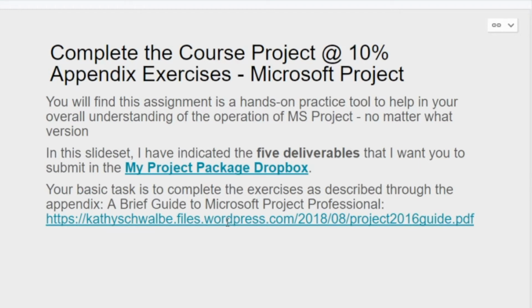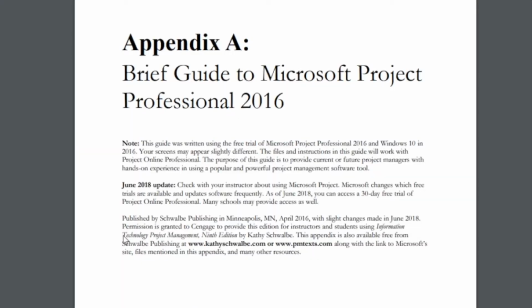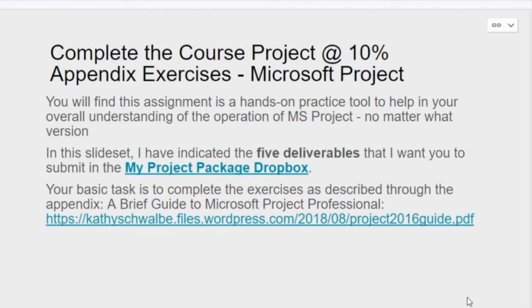So here is the link to the course. What we need to do is click on that link, and when you go to that link, it will bring up this PDF document. The PDF document is called Appendix A, Brief Guide to Microsoft Project Professional 2016. Now, many of you will say, well, we're not using 2016. Yeah, but for the purposes of this assignment, the content is the critical thing, and it doesn't matter which edition of MS Project you're using. So I'm not going to worry about that. I don't want you to either.